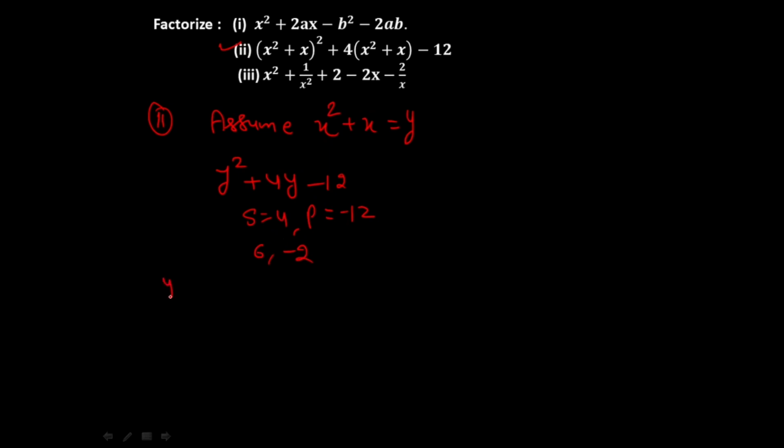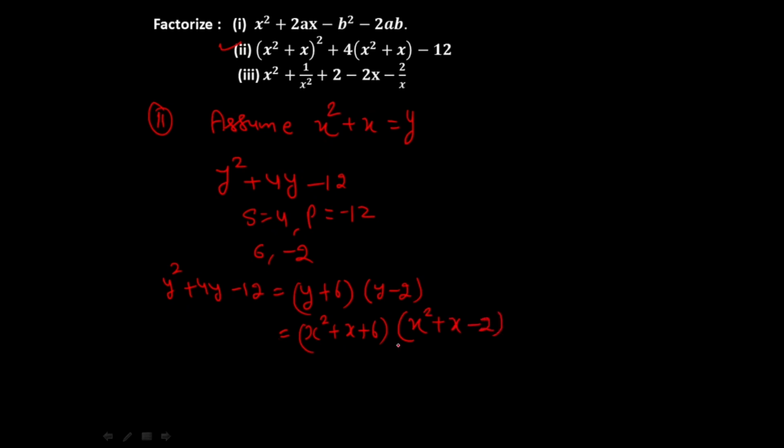So how do we factorize y square plus 4y minus 12? In these two ways, I'm doing in short. One factor will be y plus 6 and second will be y minus 2. Correct. This is not my final answer because y was my assumption. So replace y by x square plus x: here is x square plus x plus 6, and here is x square plus x minus 2.